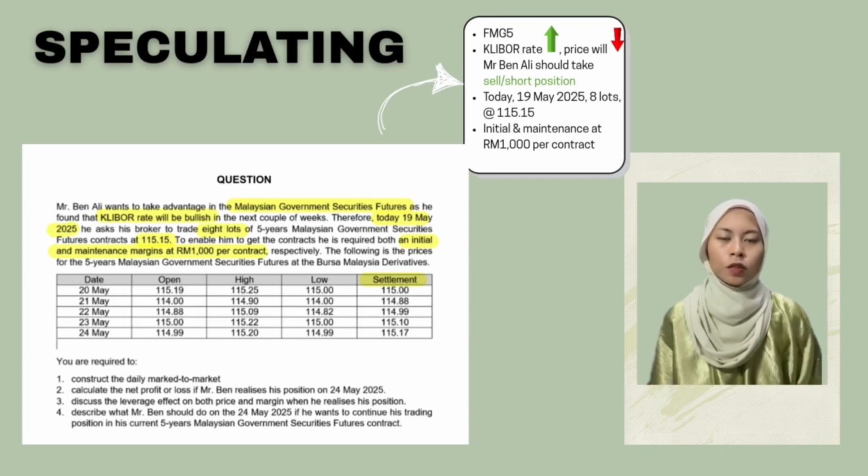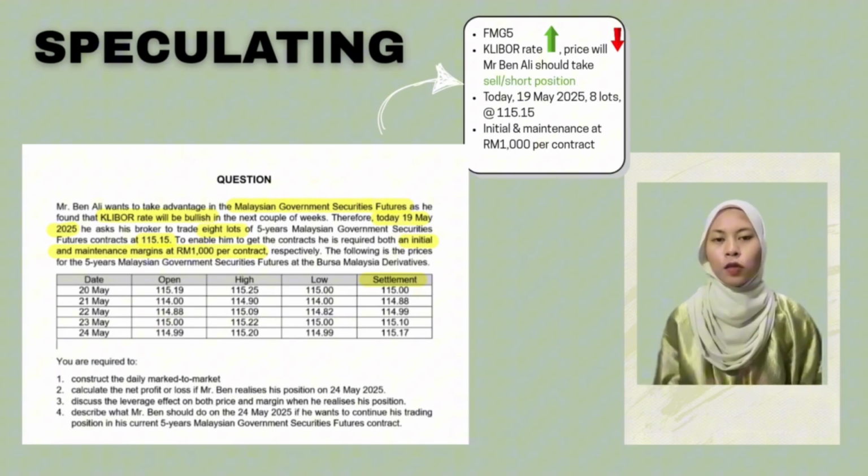First of all, the question mentioned that Mr. Ben Ali takes advantage in the Malaysian government securities future. That means he took FMG5 in the futures market. Then he found that the LIBOR rate will be bullish, which indicates that he expects the price to decrease in the future. Thus, for this question, he will implement a short speculating trading strategy.